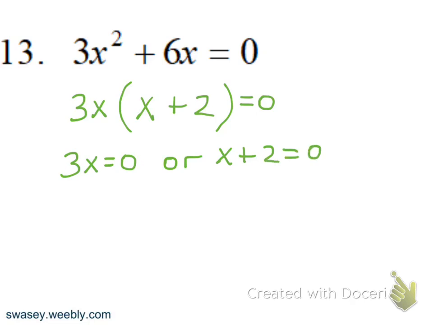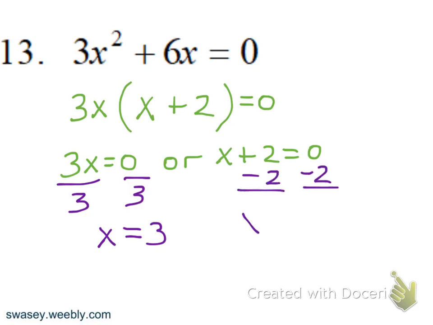This produces two one-step equations. To get rid of multiplying by 3, divide by 3. And so x equals 3 is a solution. To get rid of plus 2, subtract 2. And x equal to -2 is also a solution.